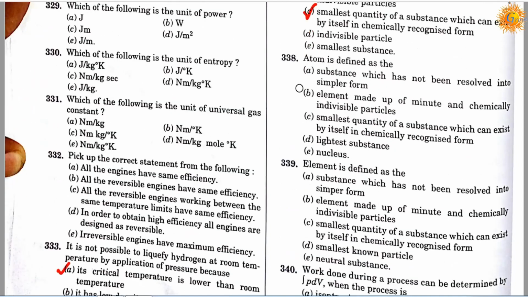Question number 338. Atom is defined as: option A, substance which has not been resolved into simple form. Option B, element made up of a minute and chemically indivisible particle. Option C, smallest quantity of substance which can exist by itself in chemically recognized form. Option D is a lightest substance. Option E is a nucleus. So correct answer is B.